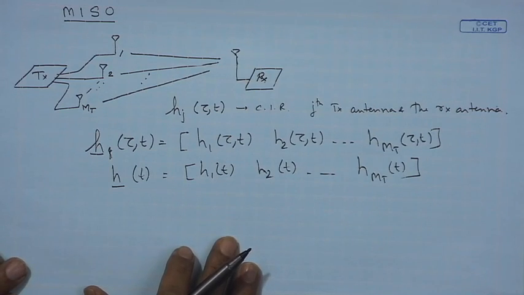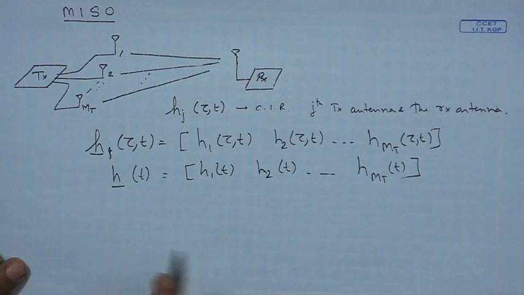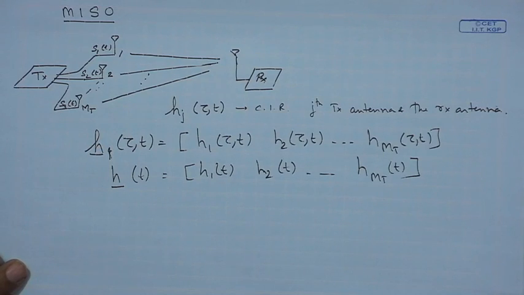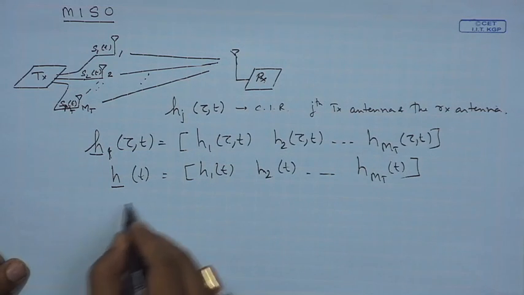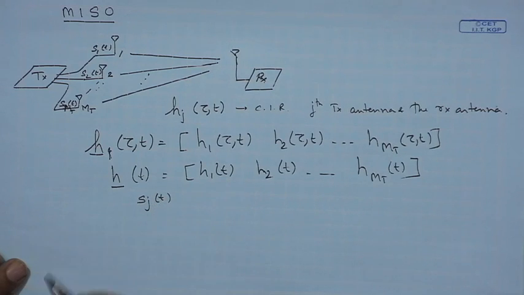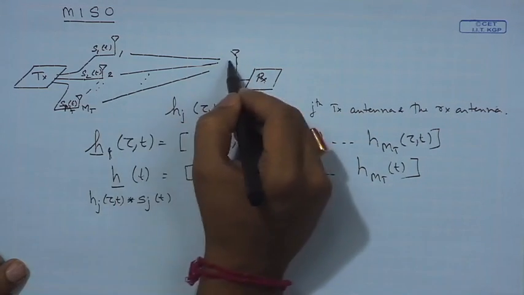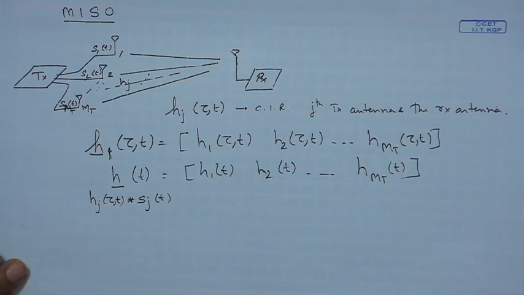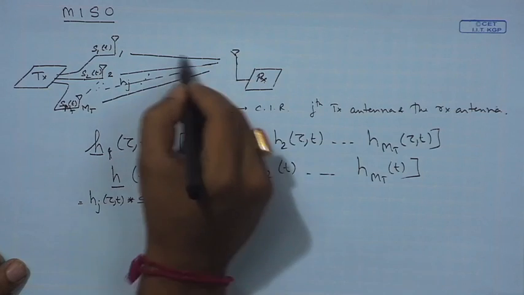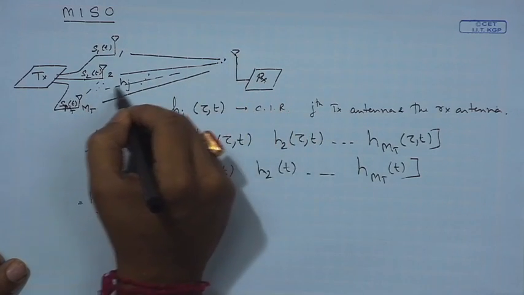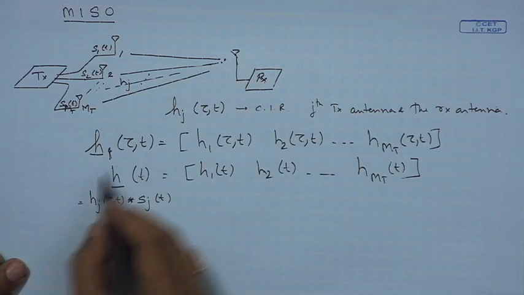And now there is a slight difference in the transmitted signal in this case. We will have s1(t) transmitted from the first antenna, s2(t) transmitted from the second antenna, s3(t) from the third, up to s_MT(t) transmitted from the M_Tth antenna. So what we are going to get is s_j(t) getting convolved with h_j(tau, t) by the jth link, any particular link, this is the h_j. And then at the receiver, the signal transmitted from the first antenna gets added to the signal which comes through this path, which gets added to the signal that comes through that path.